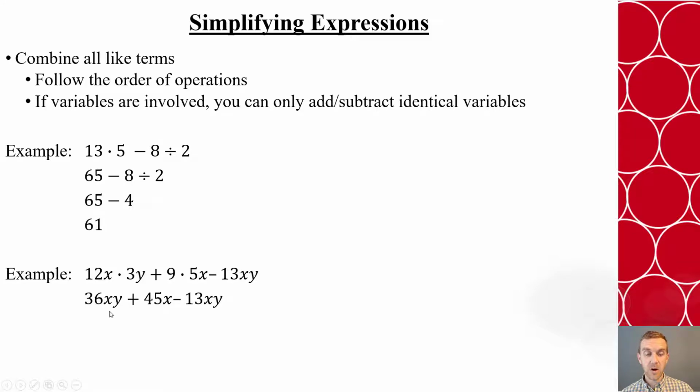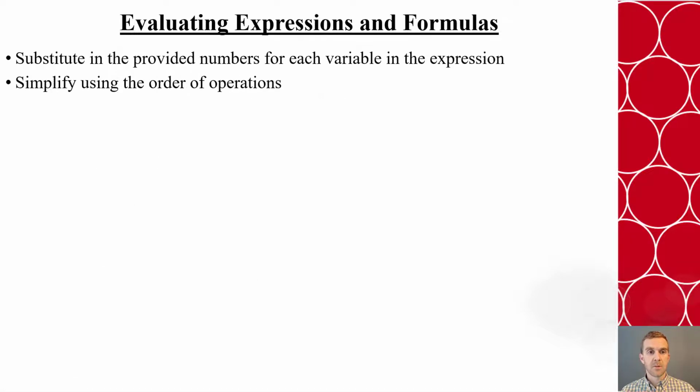Now we're down to all addition and subtraction between the different terms. At this point, we can only add or subtract identical variables. So we look at what's identical. It has to be xy and xy. So 36 minus 13 gives us 23xy plus 45x. This does not have xy, hence why it is only added on as a separate term in the expression.